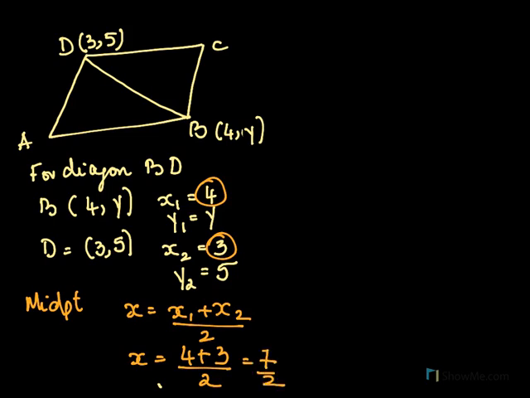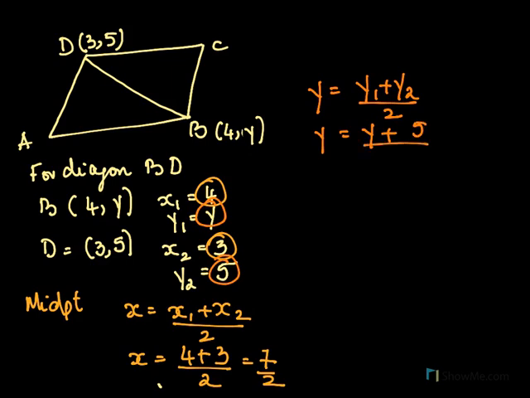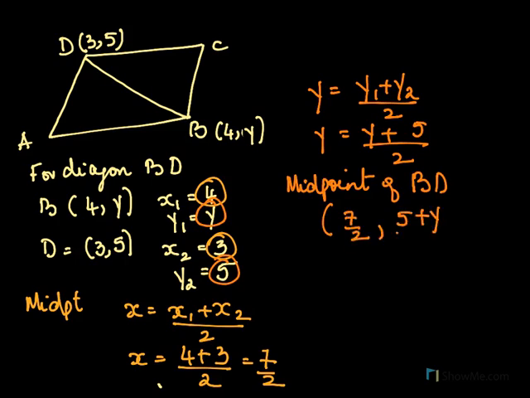Now let us find the y coordinate. So we know y1 plus y2 divided by 2. So y1 is this, y2 is this, y plus 5 divided by 2. So the midpoint of BD is this, that is 7 by 2, (5 plus y) by 2.